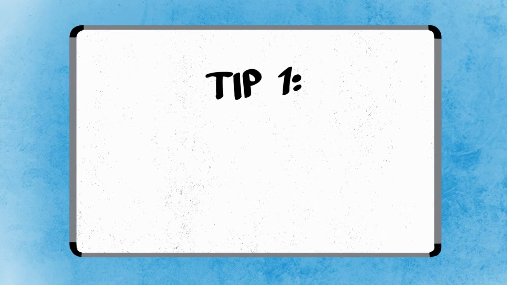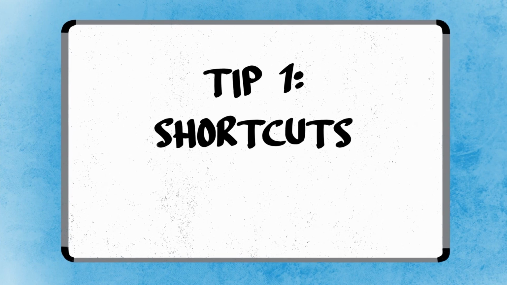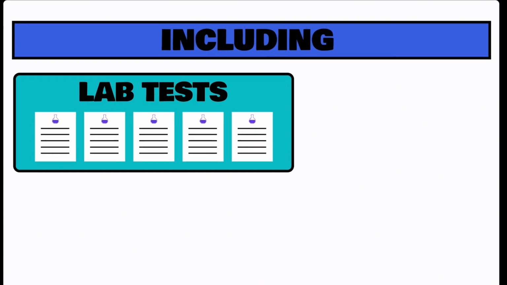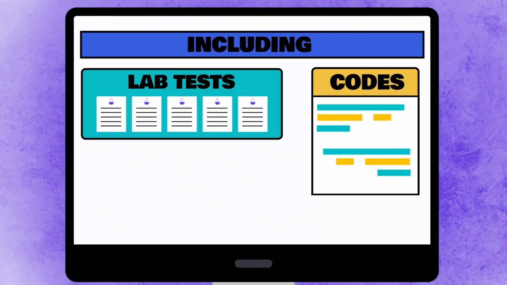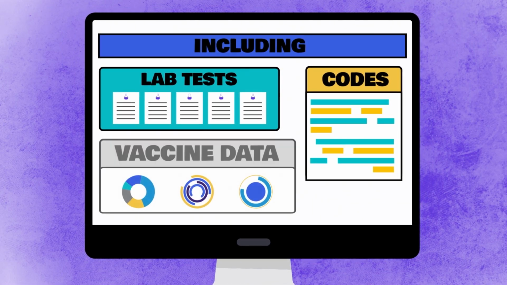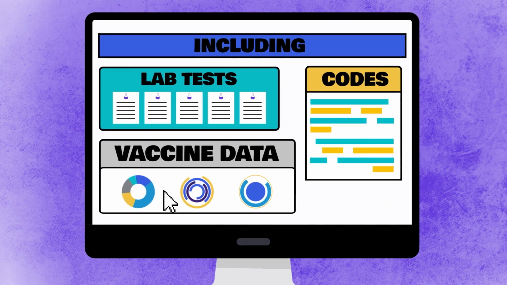Tip 1. There's a shortcut to find the most common COVID search concepts, including diagnostic lab tests, diagnosis codes, and vaccine data. Click the ENACT COVID-19 folder to see these time-saving search concepts.